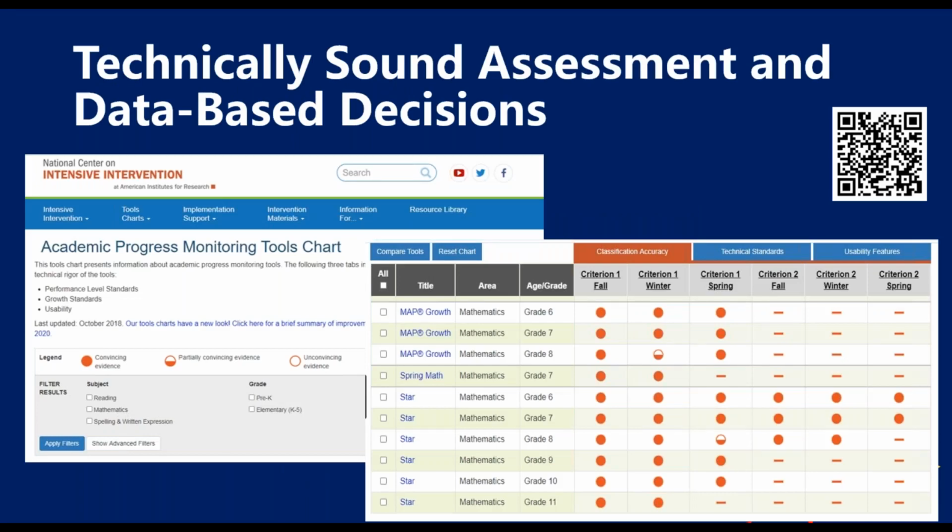So again, you'll see this QR code will take you to a progress monitoring tools chart on the NCII website where you can learn about specific examples of progress monitoring tools and about the rigor and evidence base of them. So let's go ahead and look at the specifics of what progress monitoring is.